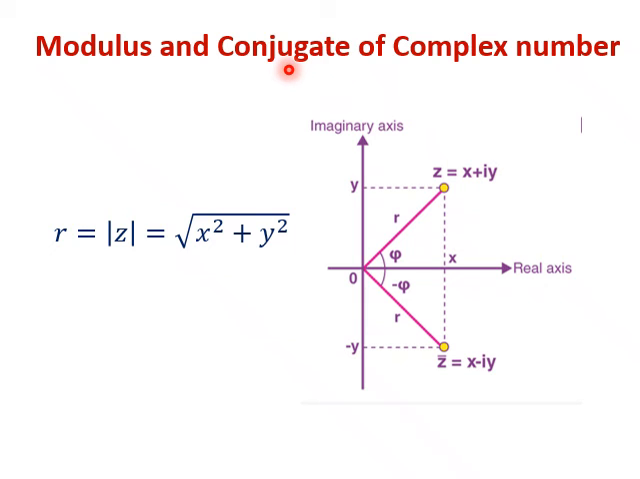So what is conjugate? z bar is equal to x minus iy. We negate the imaginary part. So if a complex number is given by z equal to x plus iy, its conjugate will be given by z bar, which is equal to x minus iy. This particular diagram we call the Argand diagram. This is very important and you must remember these formulas.